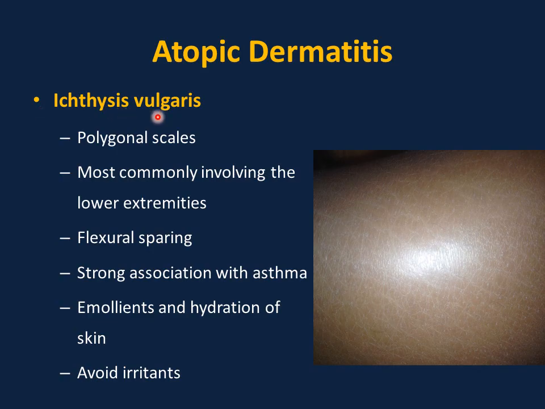Another type of atopic dermatitis is ichthyosis vulgaris, or scaly skin. It's polygonal scales, as you see here, a dry skin, most commonly involving the lower extremities, and sparing the folds or under the arms and the groin area. More commonly seen in the lower extremities, with a strong association with asthma. Emollients and hydration are the key for the treatment. Also avoid irritants and fragrance based cream. Also avoid lotion. Lotion makes the skin drier.